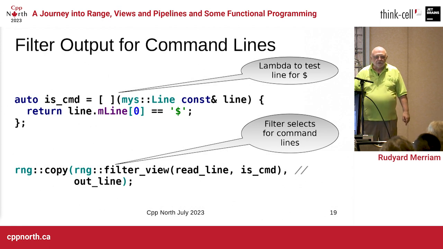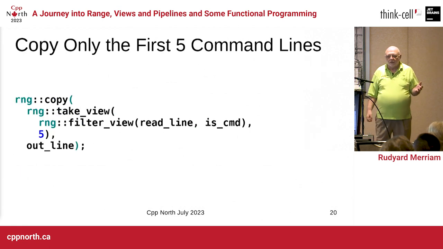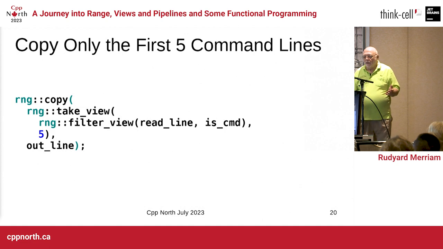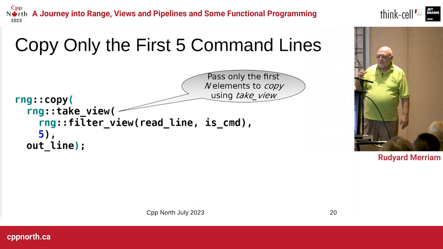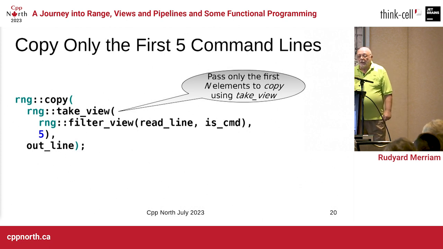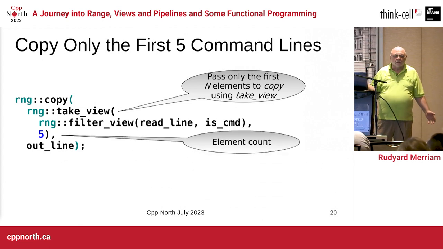Let's add another feature, another possibility here. We only want to copy the first five command lines. Well, that's handled with take view. Take view says, I'm only going to give you this many elements as it passes through. So pass only the first five elements to copy using the take view. And the five down there is the count that we're going to use.